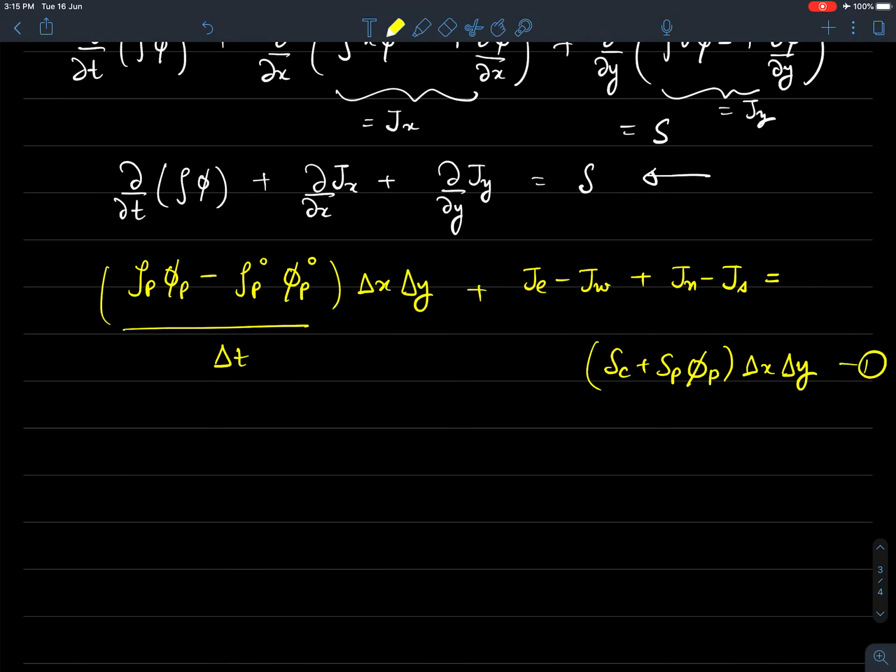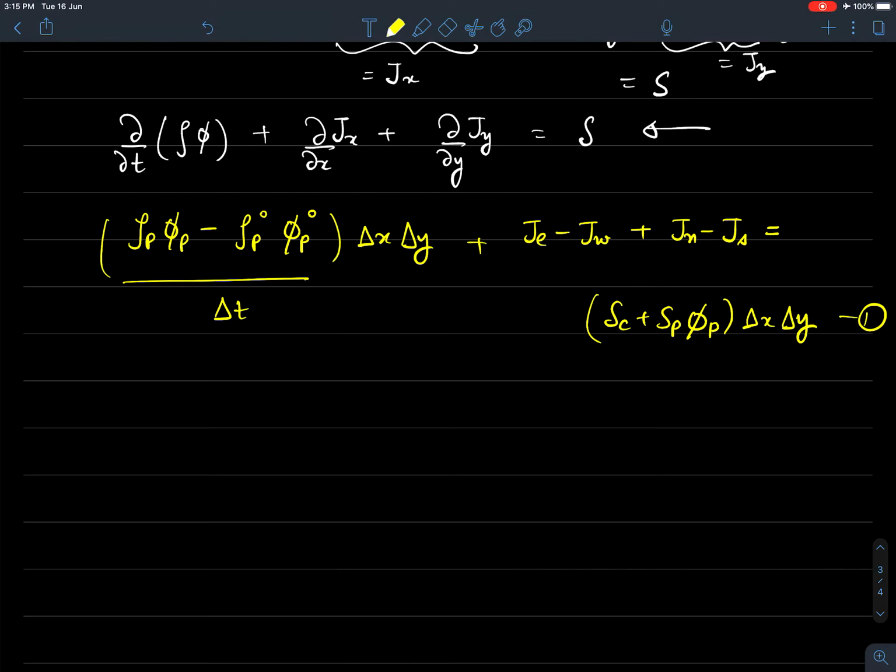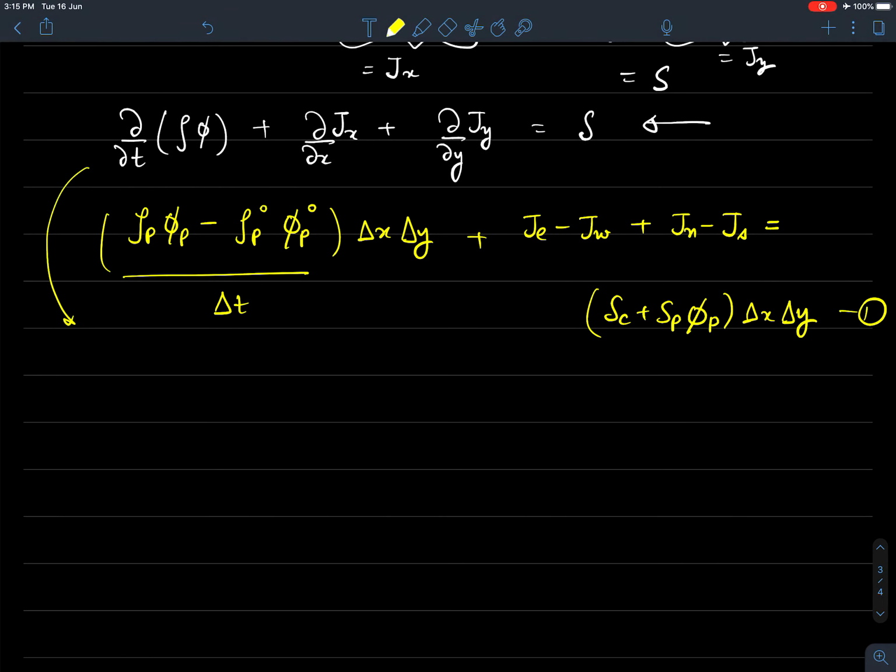Now, how did I get this? First of all, in the left hand side, in the transient term, we have assumed that rho P and phi P prevail over the entire control volume.